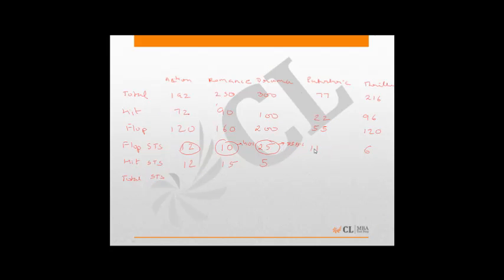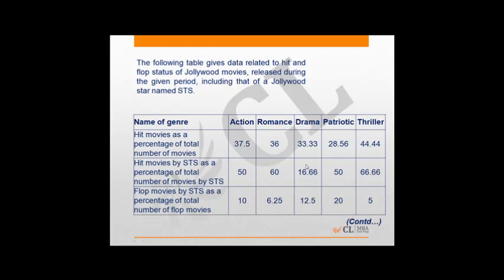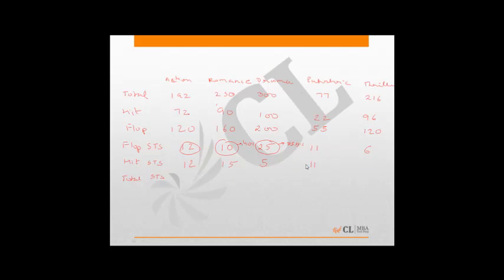Next, 50% patriotic. Same data. If this is 11, this has to be 11. We can copy it from the action part. And 66.66%, he had 66.66% of hit movies. That means he had 33.33% of flop movies. That means this figure 6 should be 33.33%. That means the double of this, that is 12, should be the number of hit movies, that is 66.66%. We have hit movies by STS in all the genres.